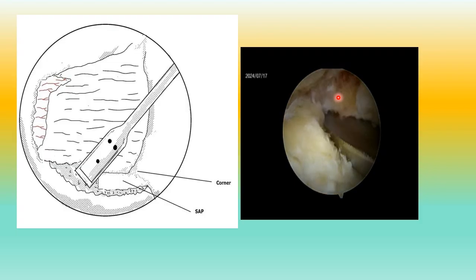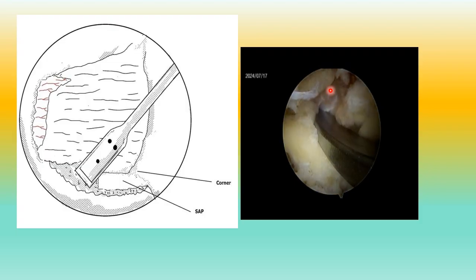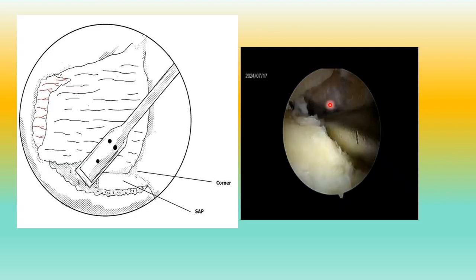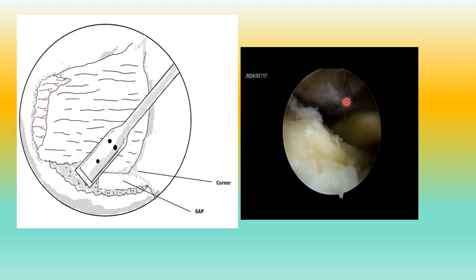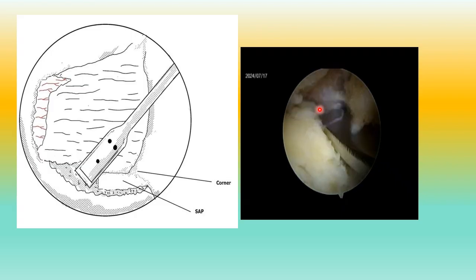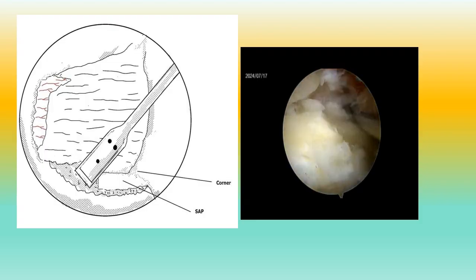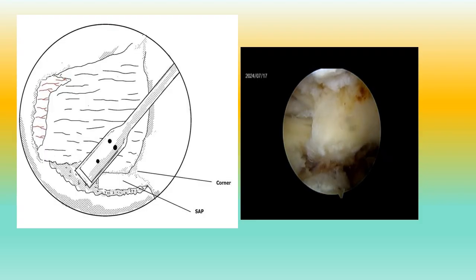This is the posterior side of the lamina, and this is the IAP, this is the SAP, and this is the angle. Clear all the area where the ligamentum flavum is attached to the medial margin of SAP.